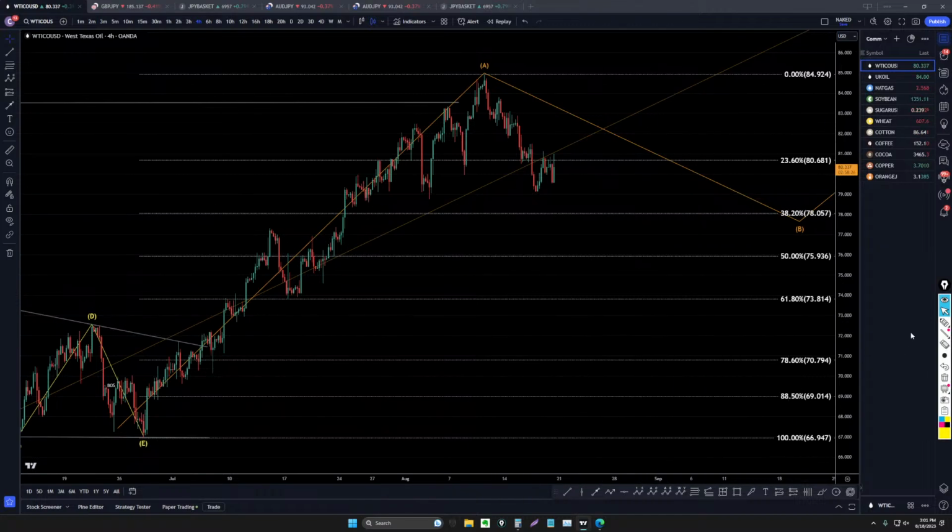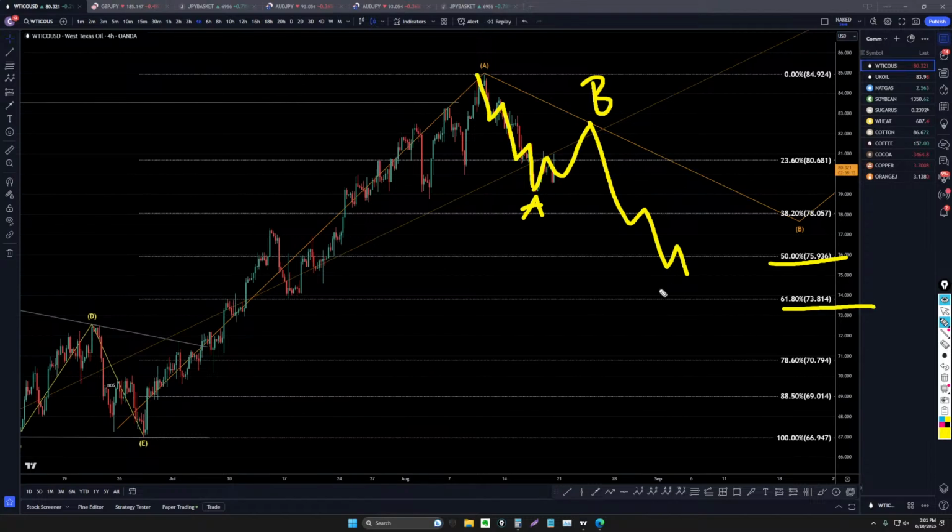We may have ended the wave A. 1, 2, 3, 4, 5 of A. Kind of looks like we might have ended the wave A. Now we're already going up for a wave B and then down for a wave C. I think it's going to go down to at least one of these 2 fib levels for a wave C. And then back up again.